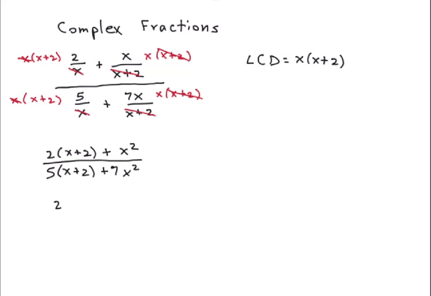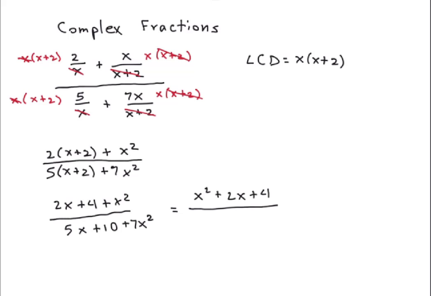So we have 2x plus 4 plus x squared, 5x plus 10 plus 7x squared. And generally, we like to write things in descending order. So we get x squared plus 2x plus 4 over 7x squared plus 5x plus 10.